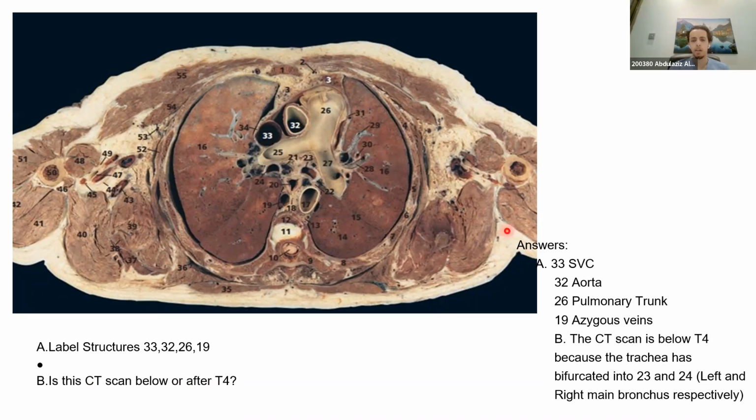Okay, so that covers my entire session. Does anyone have any final questions, any concerns? Yeah, I have a question. Go ahead. How do we differentiate between the vagus nerve and the phrenic nerve on a cadaver?